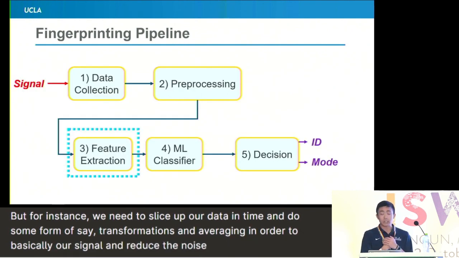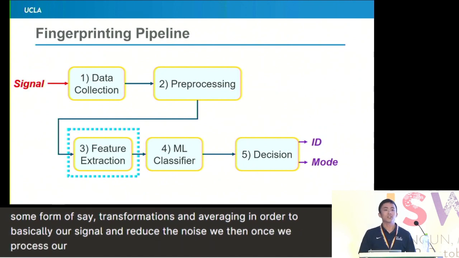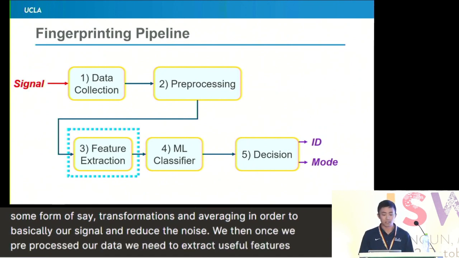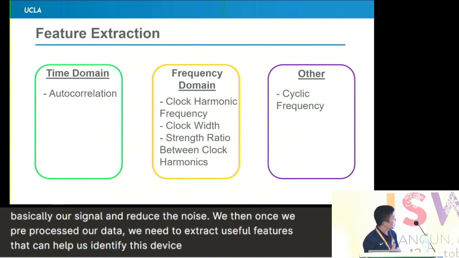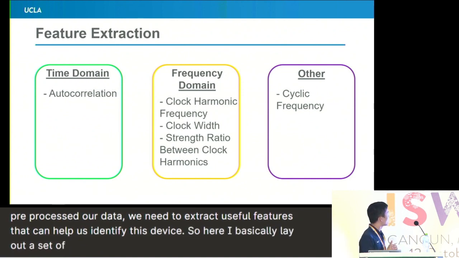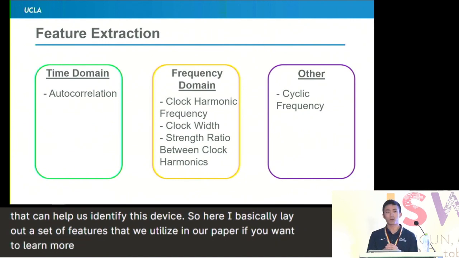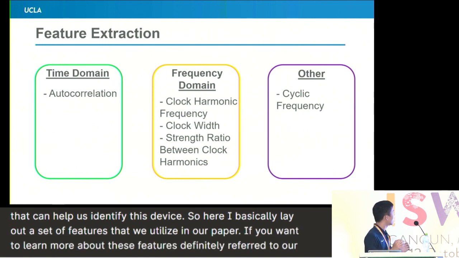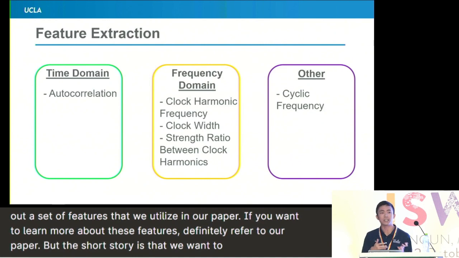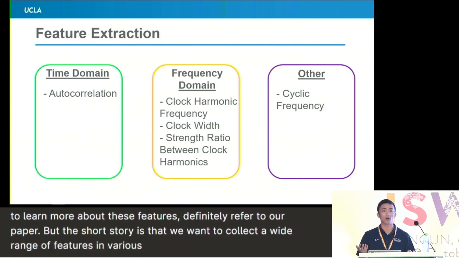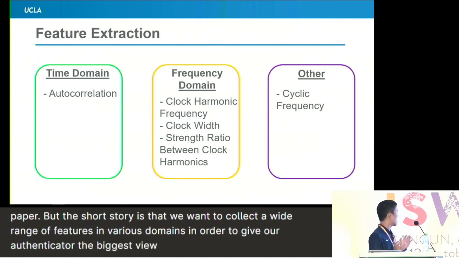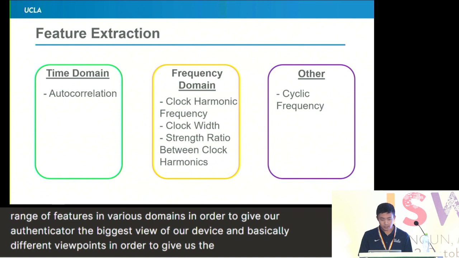Once we pre-process our data, we need to extract useful features that can help us identify this device. So here, I basically lay out a set of features that we utilize in our paper. If you want to learn more about these features, definitely refer to our paper, but the short story is that we want to collect a wide range of features in various domains in order to give our authenticator the biggest view of our device, and basically different viewpoints, in order to give us the best performance.